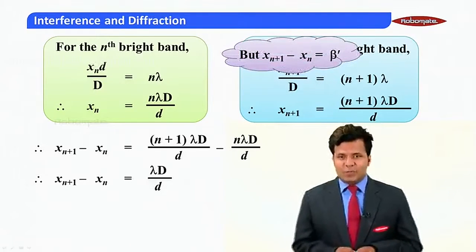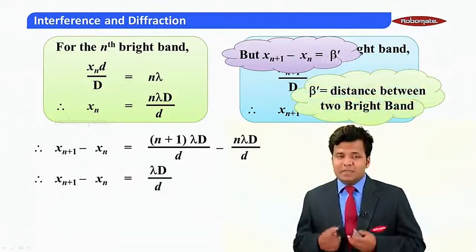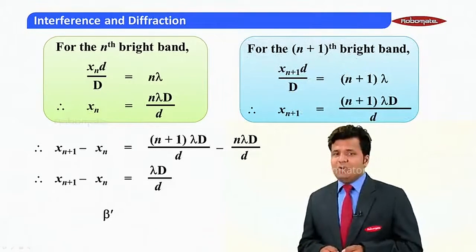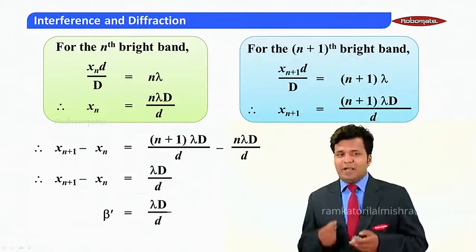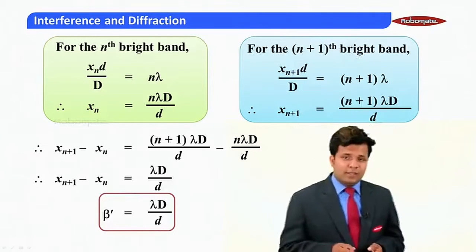So on the LHS, what you can see is nothing but beta dash. And what is beta dash? Beta dash is the distance between two bright bands. So what is beta dash equal to now? Beta dash is equal to lambda D by d. So students, this is for the bright band.